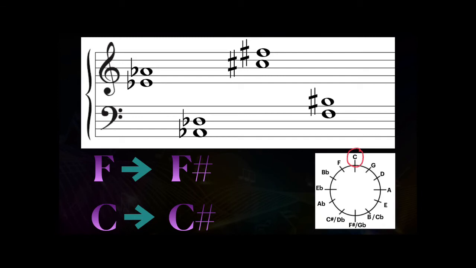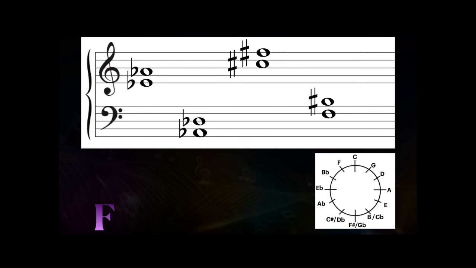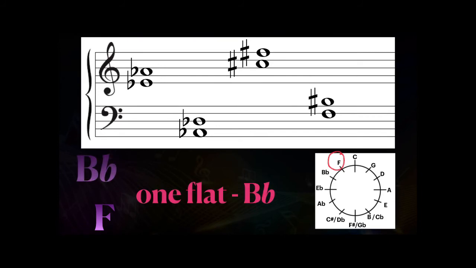Finally, we have a B sharp, which is going to go down a fourth to some kind of F. The key of F major has one flat, B flat. So an F up to a B flat is a perfect fourth. Here's where things get a little bit tricky.